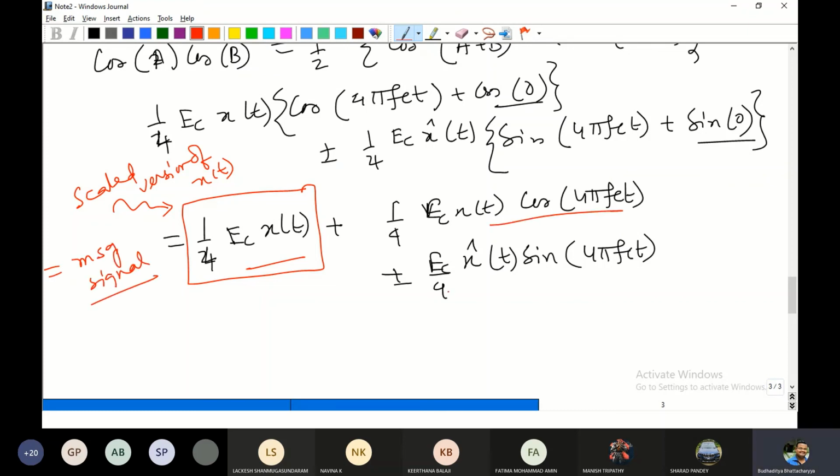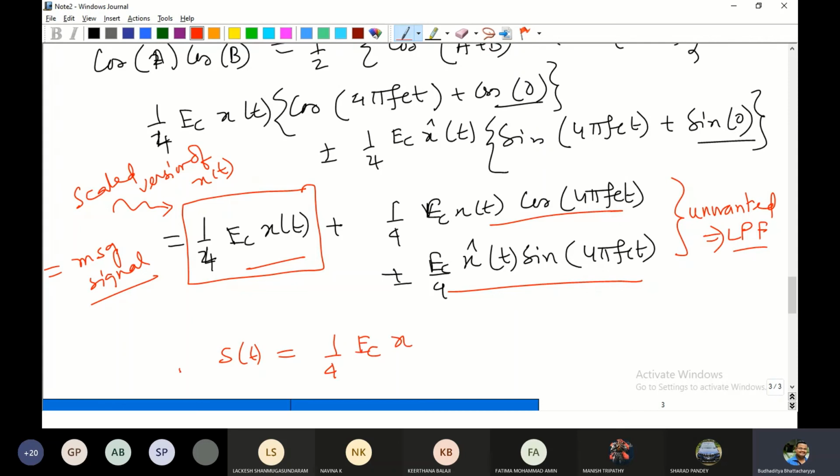And the rest of the portion that you're looking at over here can be unwanted terms, and to remove them you need the low pass filter. So the final outcome of s(t) would be nothing but 1/4 Ec x(t). Clear? So it's very simple.